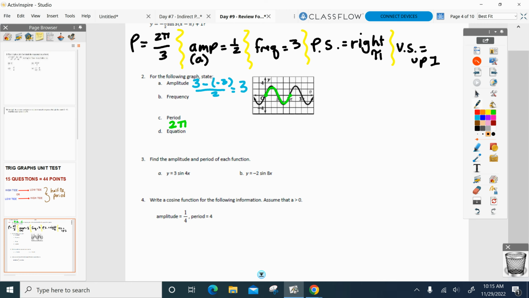All right, now go back to frequency. You said I needed period to find frequency, right? P equals 2 pi over B. All right, you got the period. Go ahead, find the frequency. Plug in the period and cross multiply.